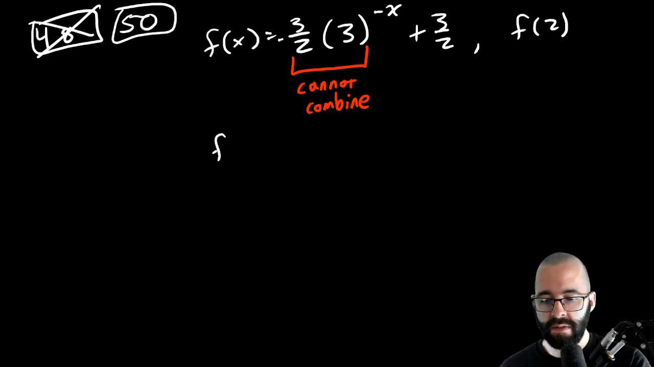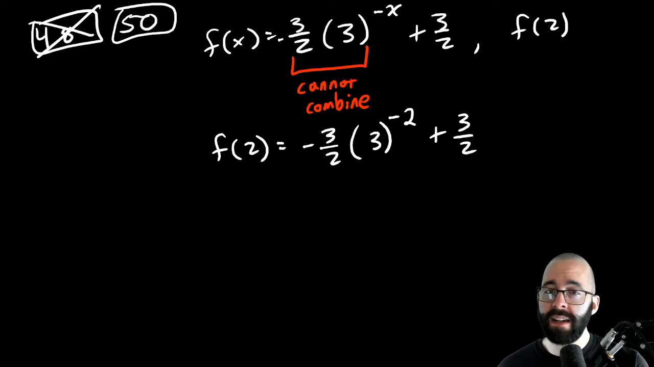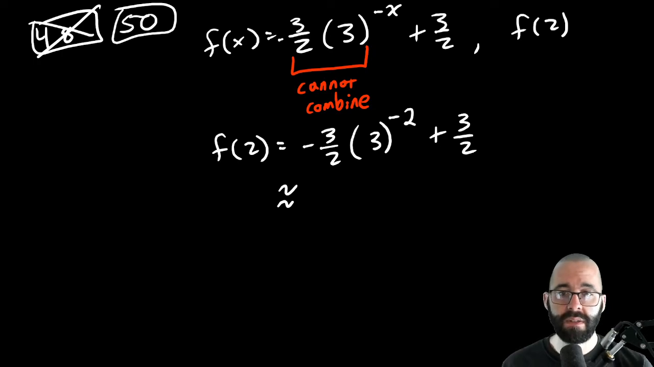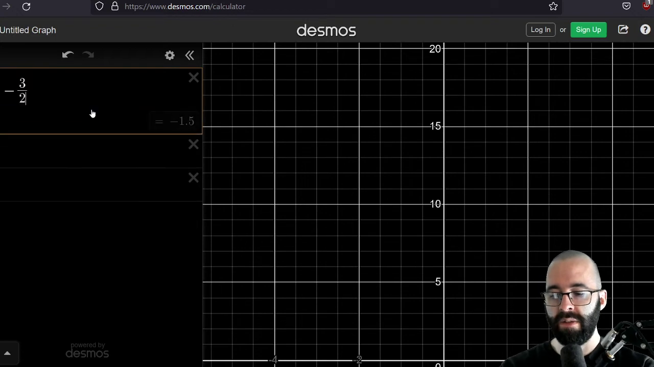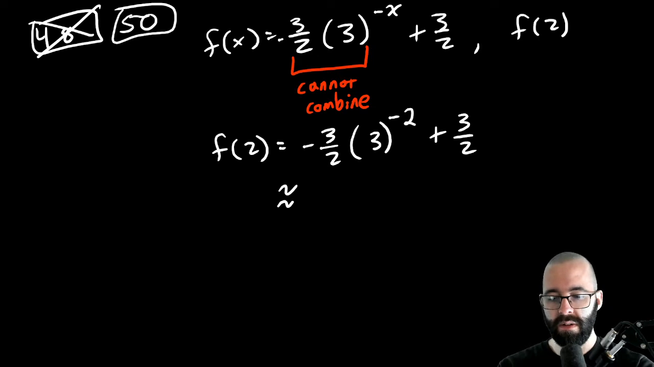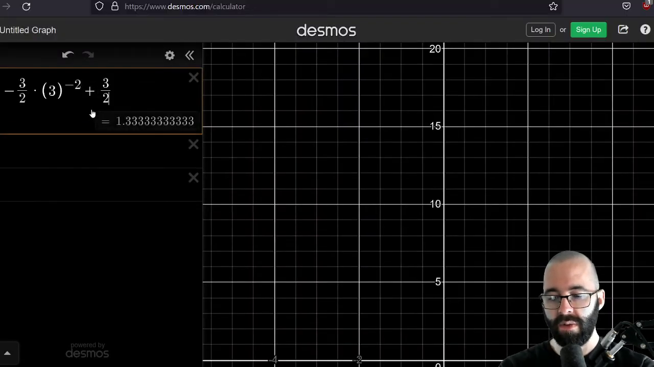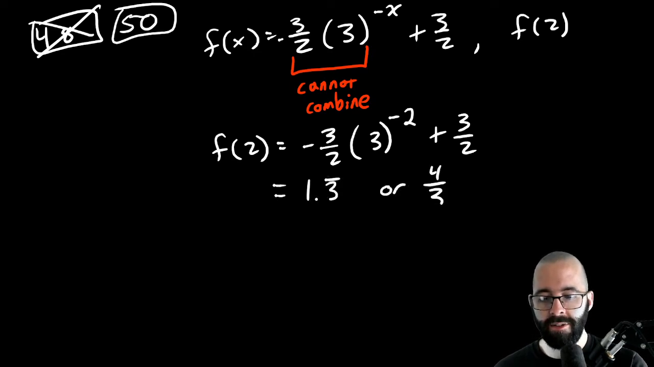All right, so all we do is plug in negative 3 halves times 3 to the negative 2 plus 3 halves. And again, it's the easiest and you get the least amount of rounding error if you type this in on Desmos all at once. That's what I would recommend. Negative 3 halves times 3 to the negative 2 plus 3 halves. 1.3 repeating, or 4/3. However you want to write your answer here.